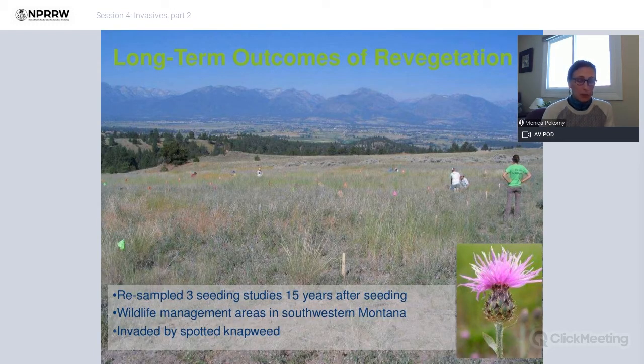I want to give you a few examples now of some longer-term revegetation projects that address the successional dynamics. A lot of our studies in weed management tend to be 2 to 3 years, and so we wanted to look at what happened 15 years after some of our seeding projects, where we addressed the 3 causes of succession. And all of these took place in southwestern Montana. They were all bunchgrass dominated native grasslands, and they were invaded by spotted knapweed, which is a perennial invasive plant.